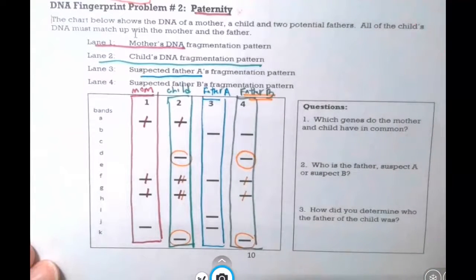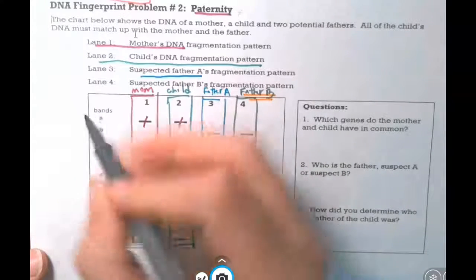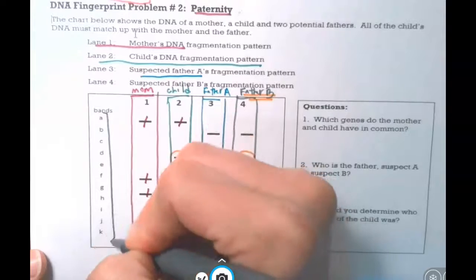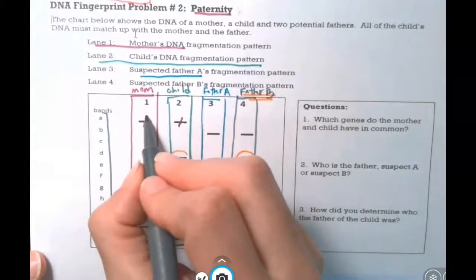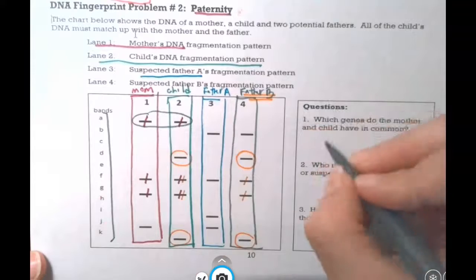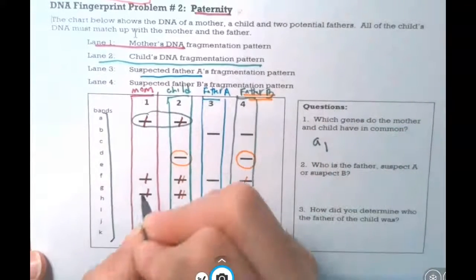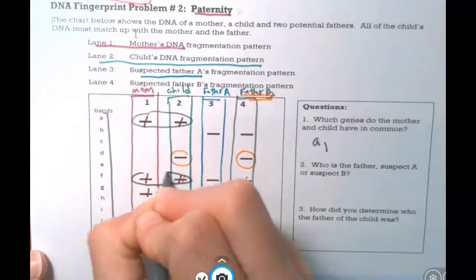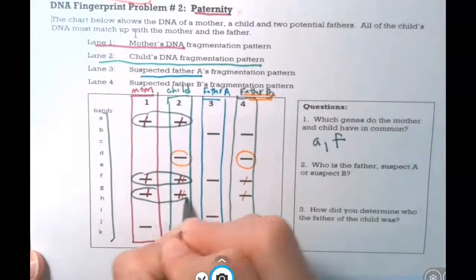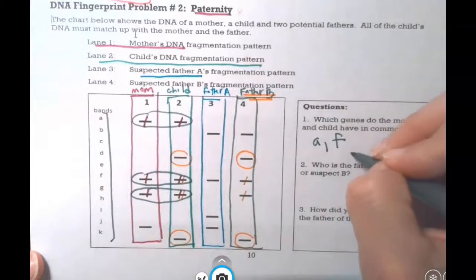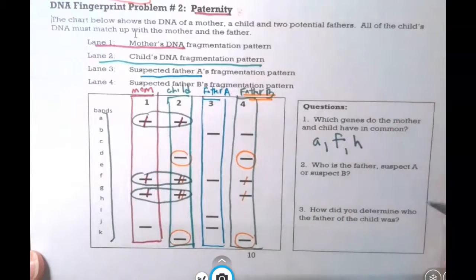So the first question over here is, what genes do the mother and the child have in common? Okay, and we can look at the bands. We've labeled them with letters over here to represent the different genes or pieces of DNA. So the mother and child have this band in common, band A. They have this band in common, band F. And they have this band in common. I can't tell if that's G or H. It doesn't really matter. We'll say H.